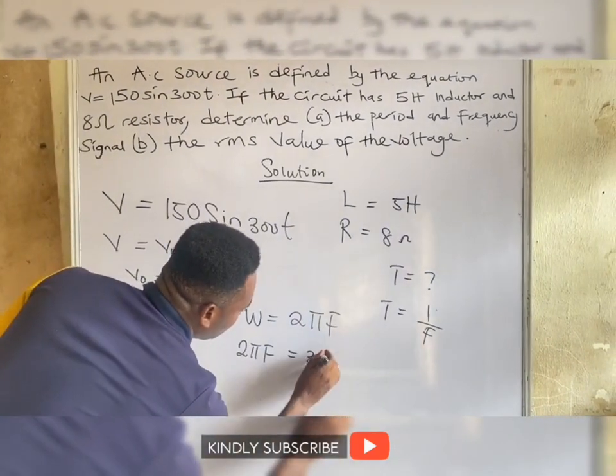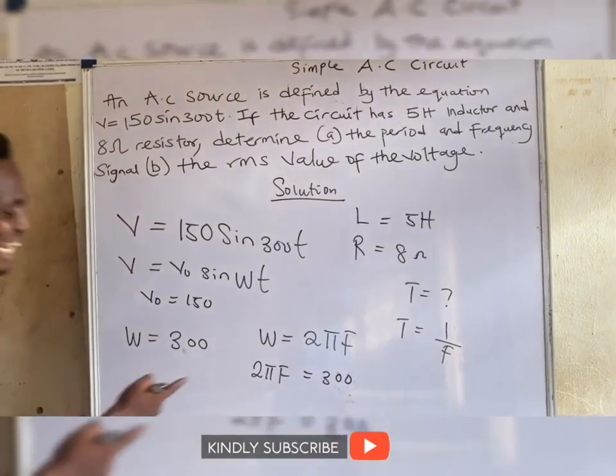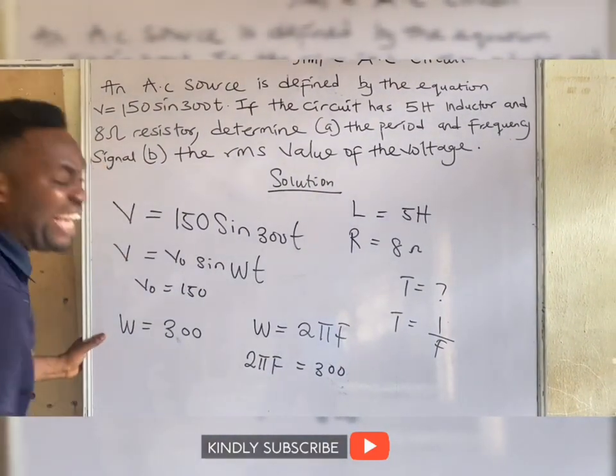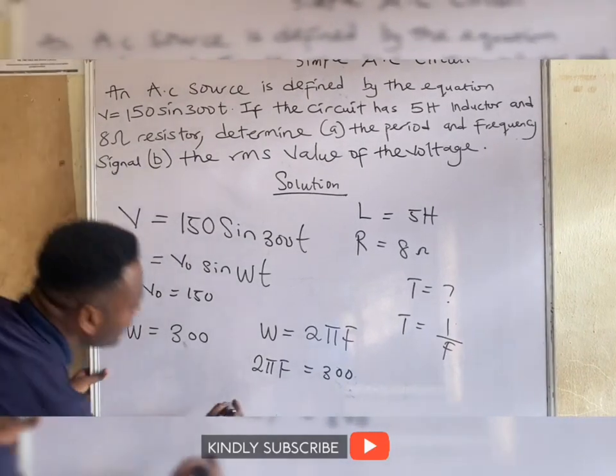Alright? 2 pi F is what? 300. Now, can I get my F? Yes. Do I know pi? Yes. I have said that pi is what? 3.142. So I'm going to solve like this.